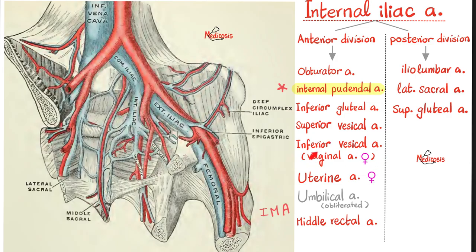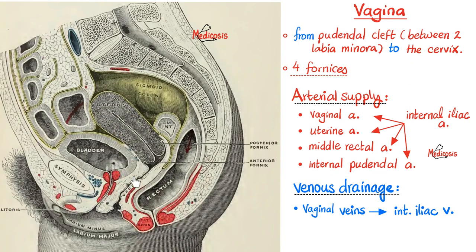Let's talk about the vaginal artery or the inferior vesical artery. Next, let's talk about the vaginal canal, which extends from the pudendal cleft, this is the space between the 2 labia minora, and the cervix of the uterus. The vaginal canal or vagina has 4 fornices. There is the posterior fornix, the anterior fornix, and 2 lateral fornices. Think of a fornix as a tiny hidden pouch. These 4 fornices can be palpated on physical exam.